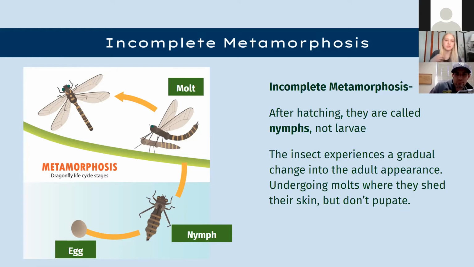And after they molt, they're going to go through a series of molts as they grow bigger. And after a certain point, when they've put on enough energy, they're going to be able to molt and develop wings. So here we have our beautiful adult dragonfly.